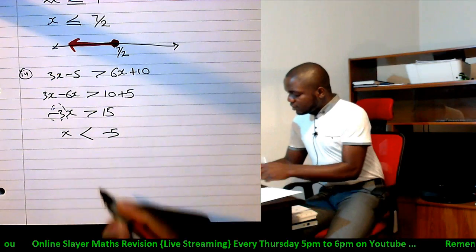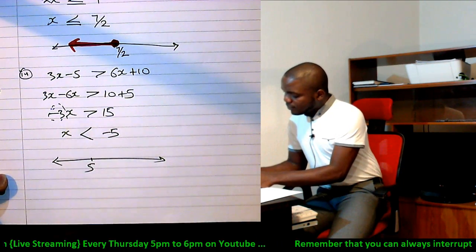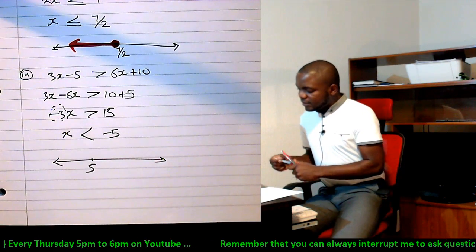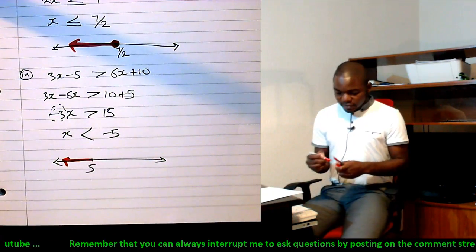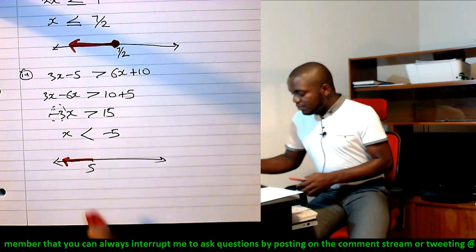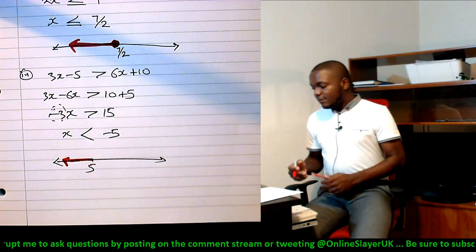So obviously, this is just going to be on the number line as less than minus 5, which means that it goes to the left, to the left, to the left. And you're not going to shade or make any dot here because it is not part of the solution.